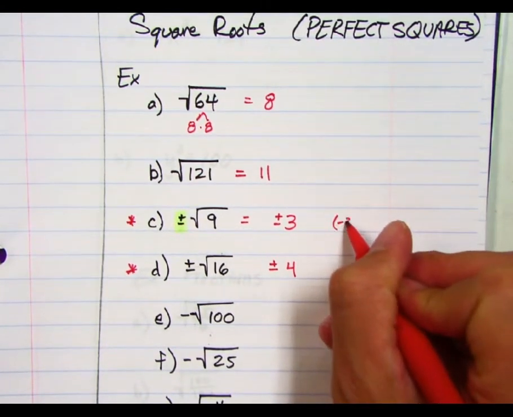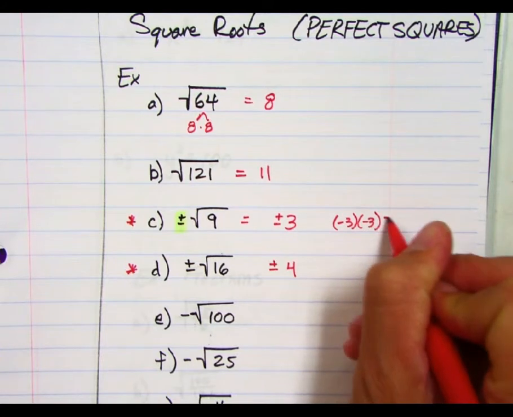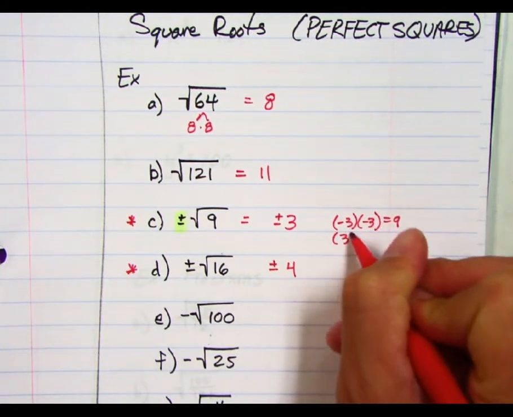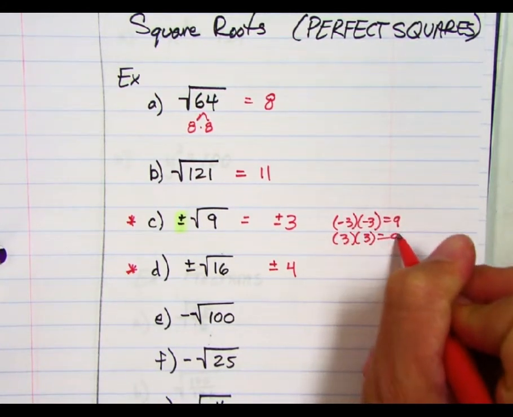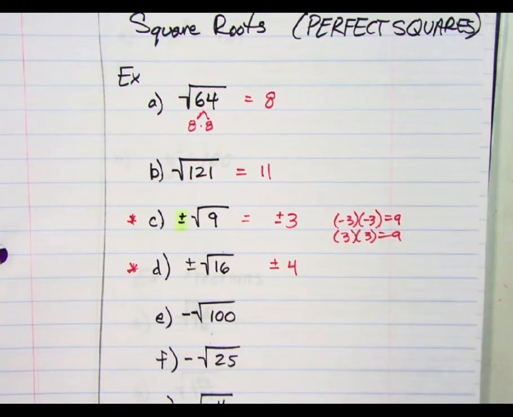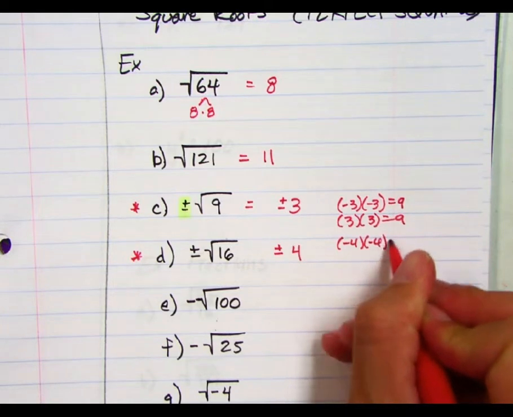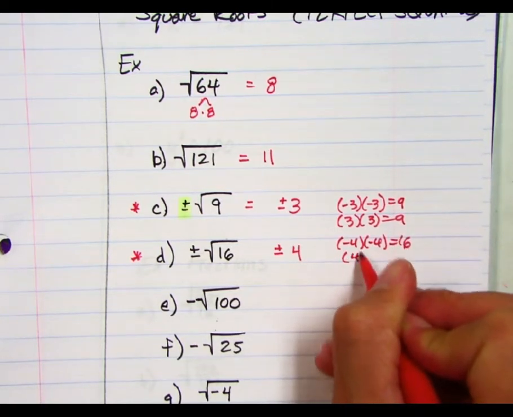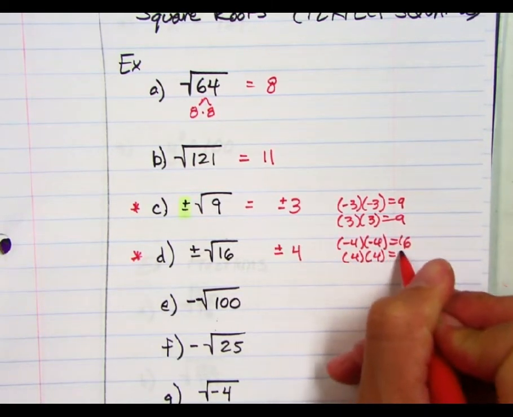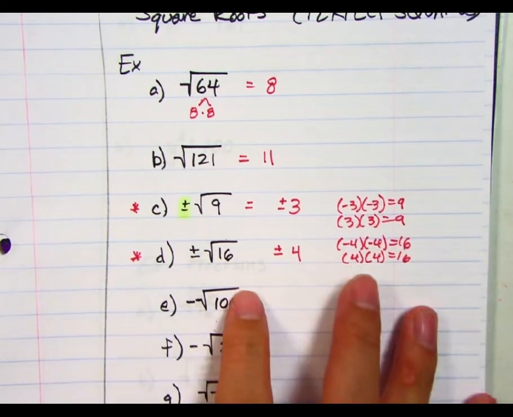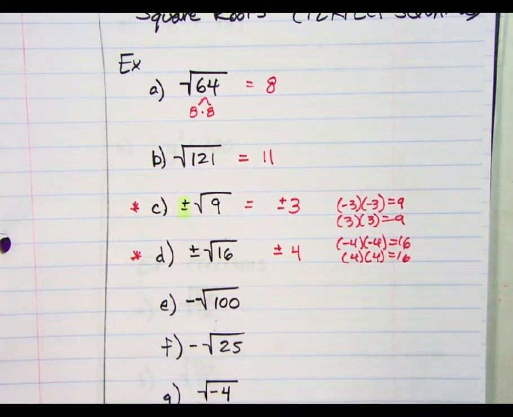If I go negative 3 times negative 3, I get 9. If I do 3 times 3, I also get 9. So it could be positives or negatives in this case. Same thing over here. Negative 4, it gives me 16. And positive 4 times positive 4 gives me 16. Okay, so in some instances, and we'll talk about it in a minute, you'll need to know that it's plus and minus.